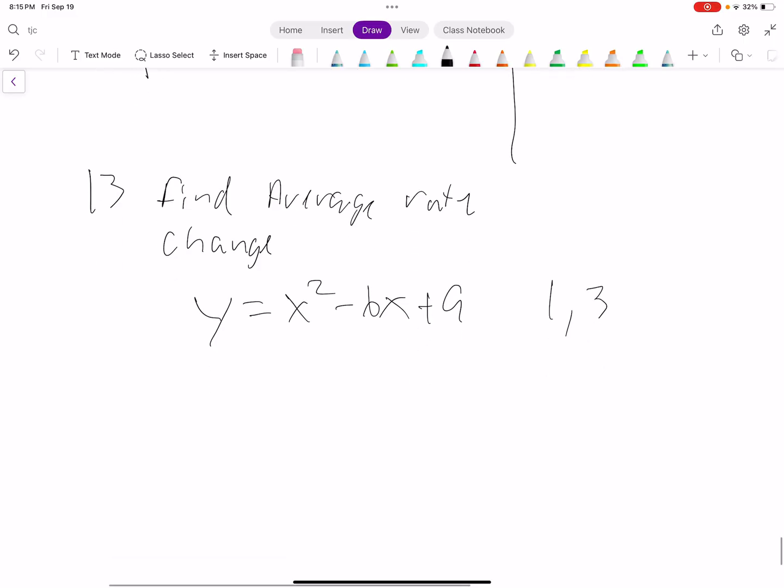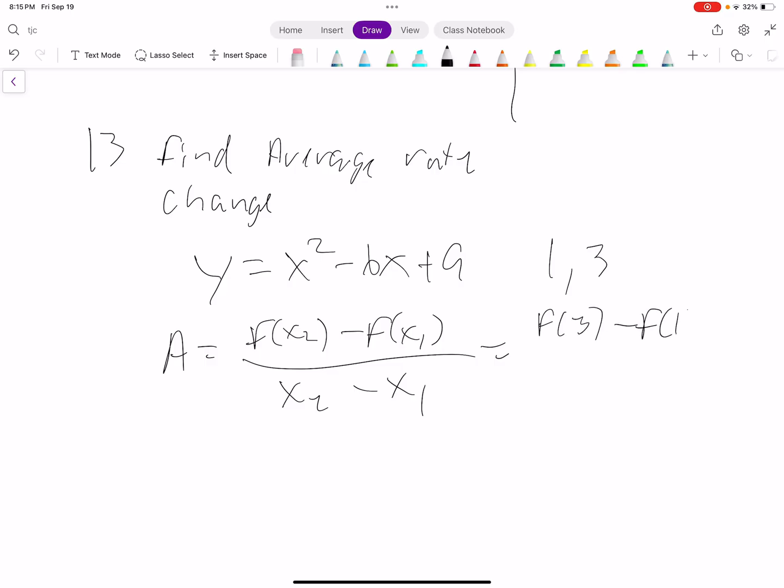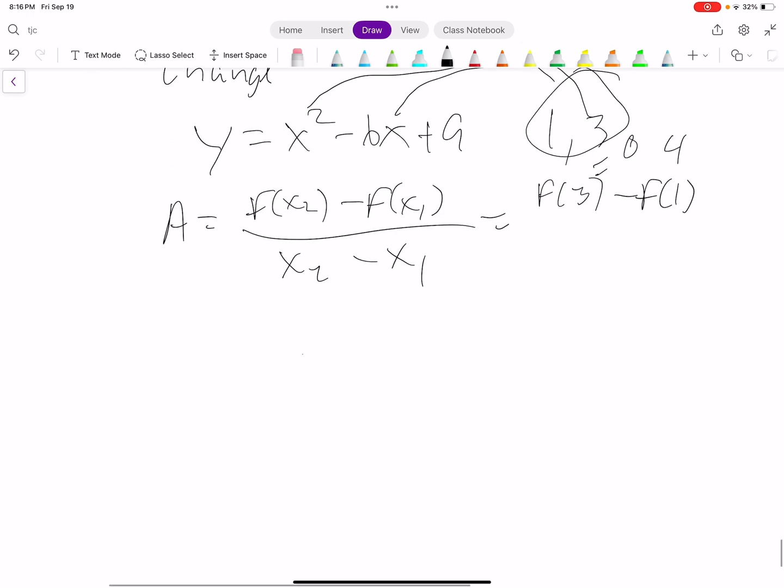Okay, so the average rate of change, the formula for this, is f of x2 minus f of x1 over x2 minus x1. So the hard part is finding f of x2. So this is f of 3, and this is minus f of 1 from here. So f of 3 is 3 plugged into the function. So it's going to be 9 minus 18 plus 9. So f of 3 is going to give you 0. F of 1 is going to give you 1 minus 6 plus 9, which is 10 minus 6. That'll give you 4. So on top we have 0 minus 4.